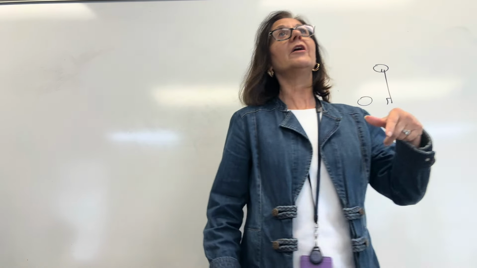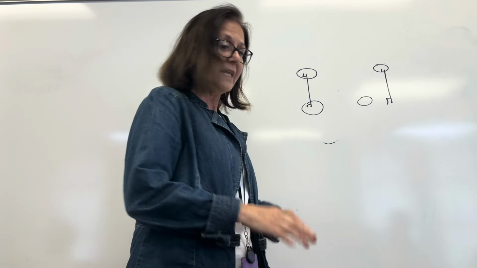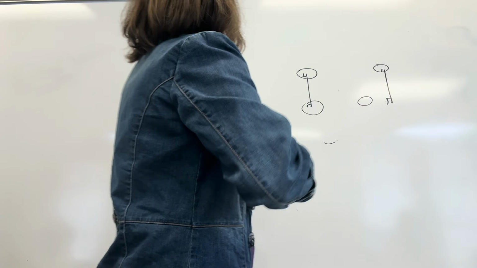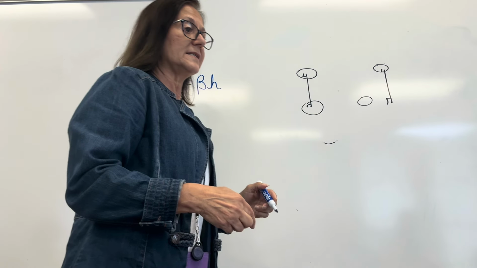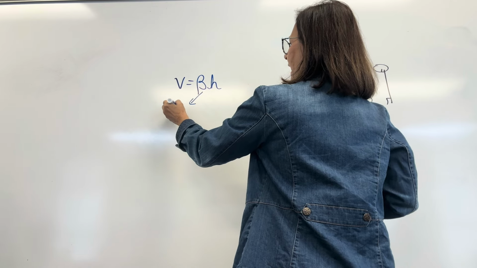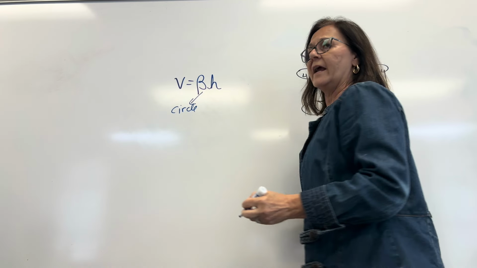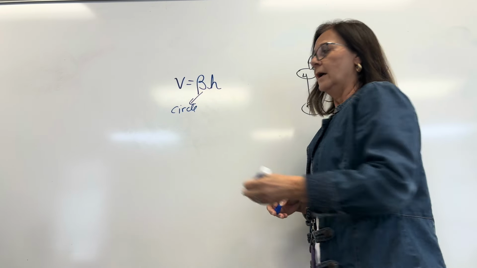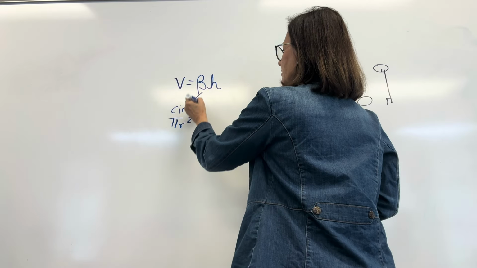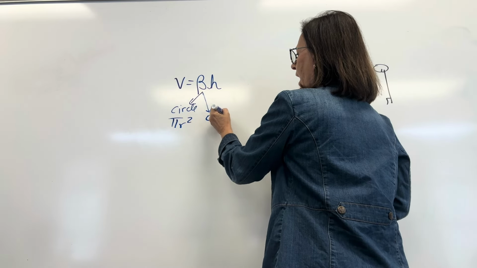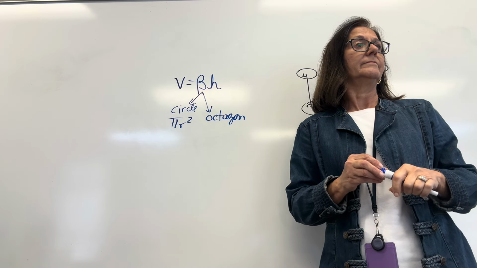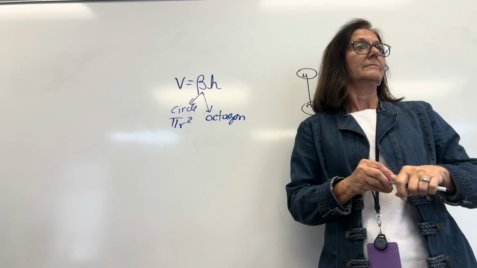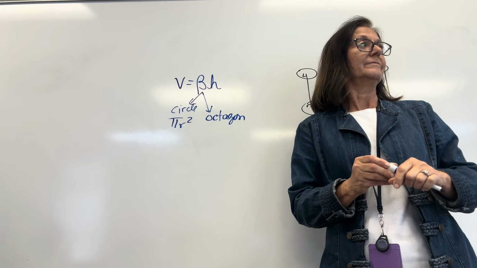All right, so volume is the area of any base. It doesn't matter the shape of the base. Volume is the area of the base times its height. It could be a circle. And what's the area of a circle? Pi r squared. It could be an octagon. And what's the area of an octagon? One of the sides times the radius.